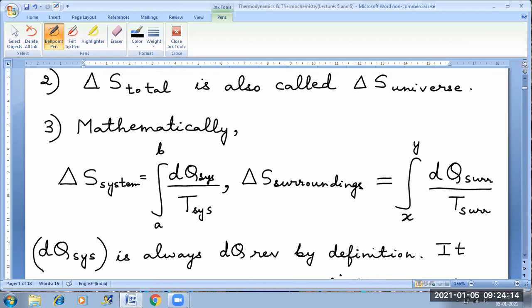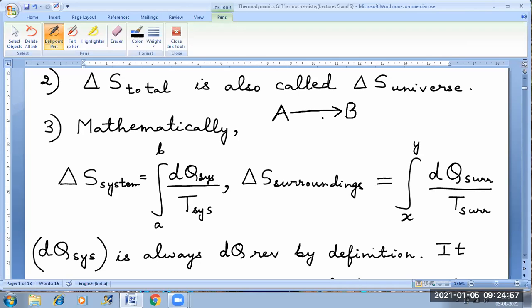Now, what is dq system? dq system is always the dq value that would be obtained in a reversible process. This is by definition. Means what? If I have a process wherein the initial state of the system is A and the final state of the system is B, the system is going from A to B, let's say via a reversible process.